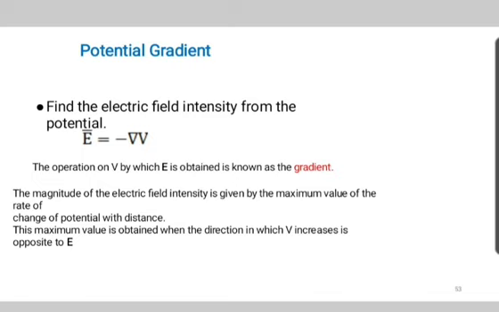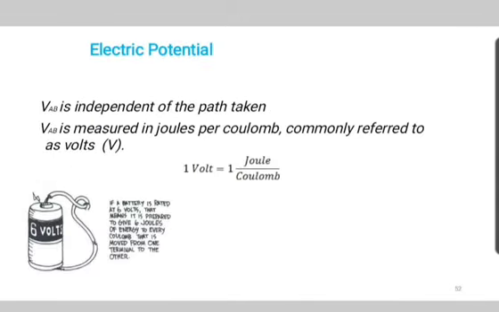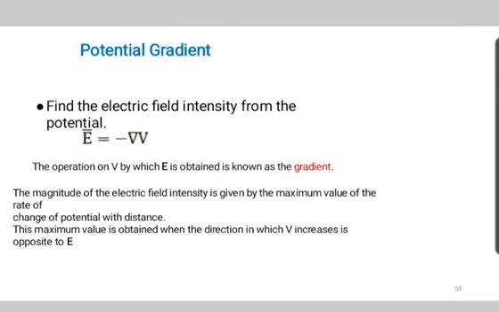Now what is potential gradient? Before going to the potential gradient, there is potential due to the point charge, second is potential due to the line charge, and third is potential due to the surface charge. So there are expressions for the potential due to point, line and surface charge. Then the next is potential gradient.